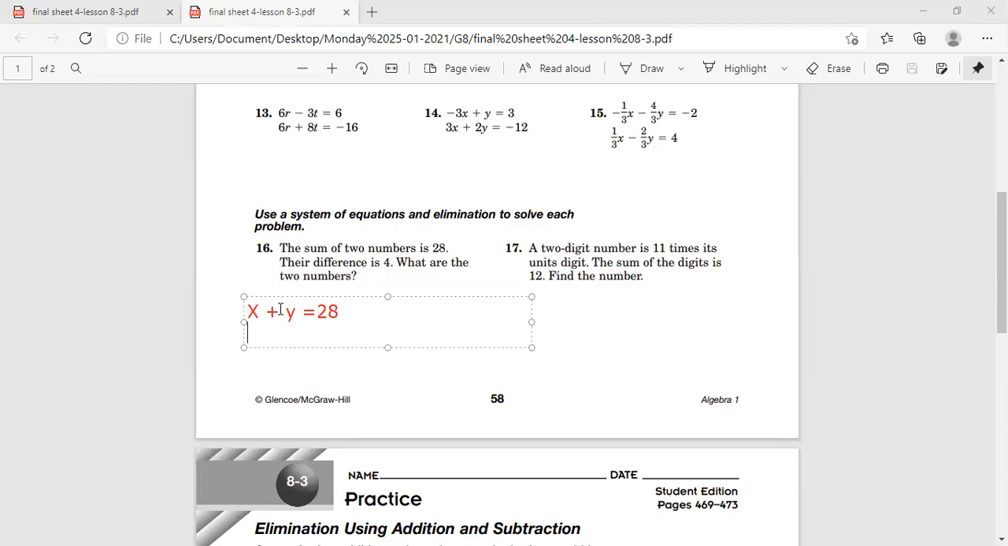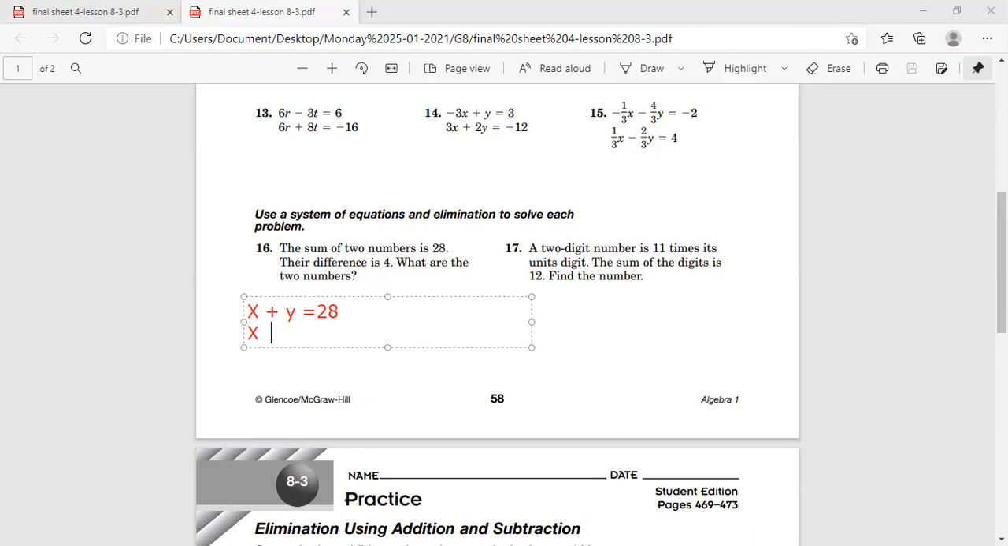This is the first equation. The second equation, he said what? Their difference is 4. We said that we have two numbers, right? The first number is x, the second number is y. Their sum, so we would say x plus y equals 28. Their difference means subtract.